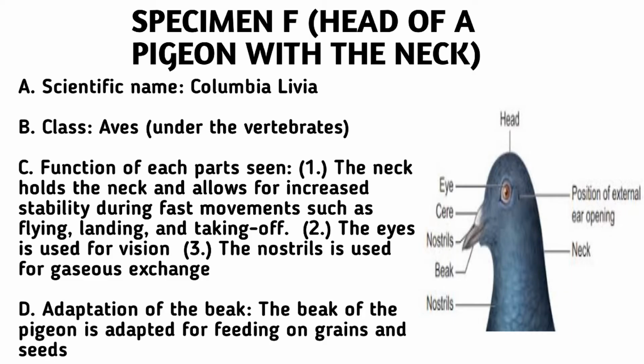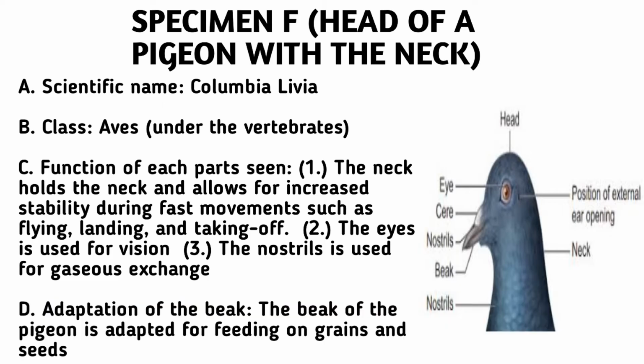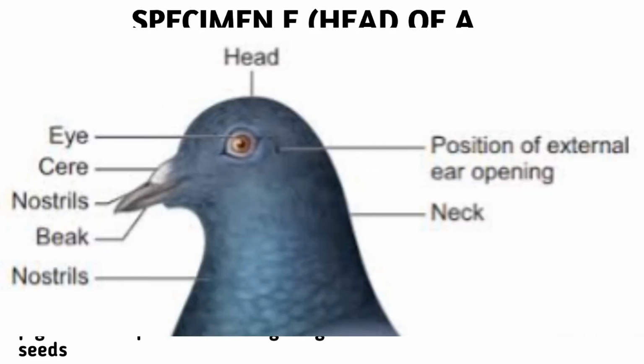Then they could ask you what is the class from which it is gotten. It is gotten from the Aves, or the species belongs to the Aves. Remember, in biology, Aves consists of all birds, and this class Aves is under the vertebrates. Then they could ask you what are the functions of the parts seen. From what you can see, the neck. The function of the neck is to hold the head in position during movement. Also, we have the eyes.